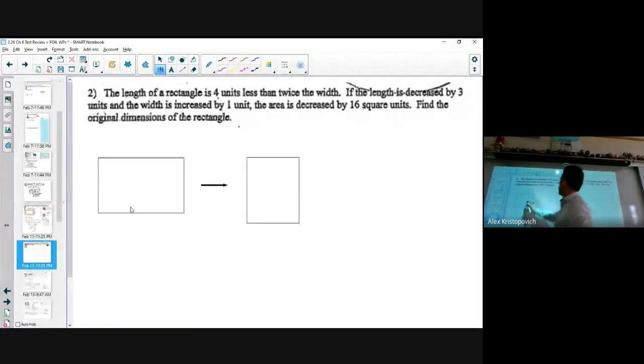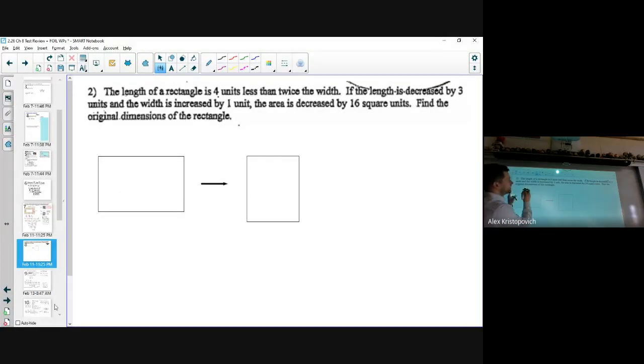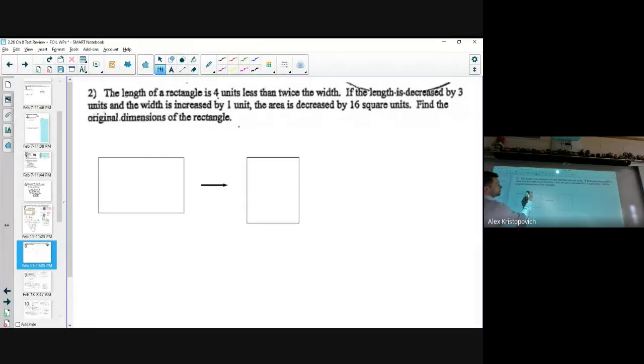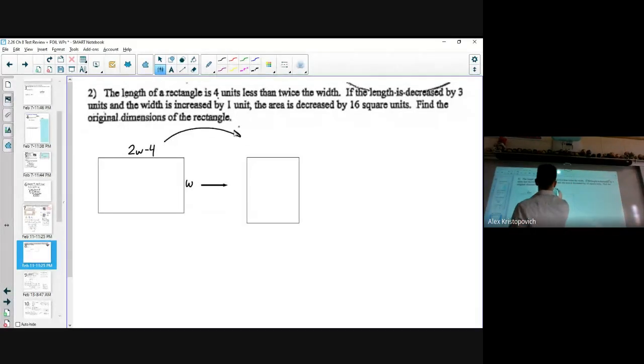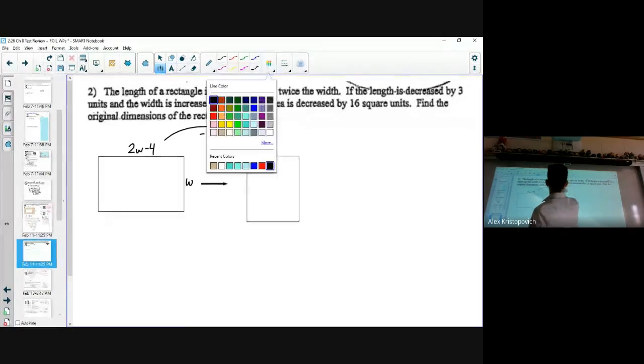So the length of the rectangle is 4 units less than twice the width. This is my original rectangle here on the left. So again, I'm just going to write the length is 4 units less than twice the width. So I'm going to go ahead and say then that 2w minus 4, right? There's our length, let's say. And then our width then would just be w. All right, so I'm going to go ahead and write just w right here. Now it says if the length is decreased by 3, our length is decreased by 3. So going from here to here, my length is decreasing by 3.